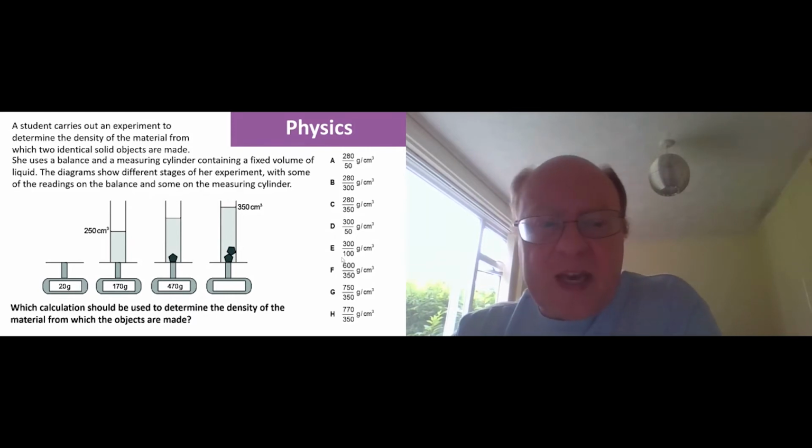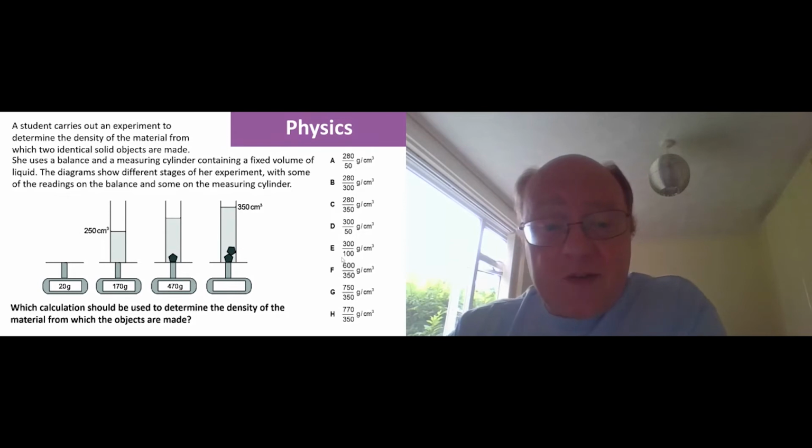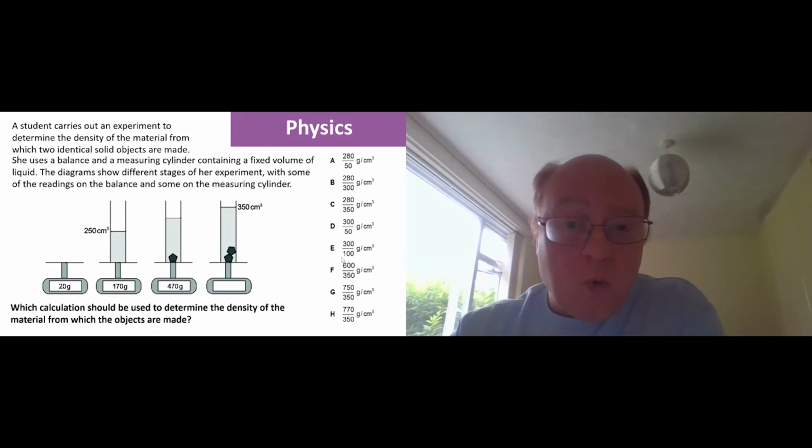So let's start with thinking about the mass of these objects. We've shown the scales in the diagram. When they're resting without anything on them, they show 20 grams. With the water, it shows 170 grams. And we can see with one of the objects, it shows 470. So we can quickly work out that 470 minus the 170 grams of water gives us 300 grams. So we know that the mass of one of these objects is going to be 300 grams.